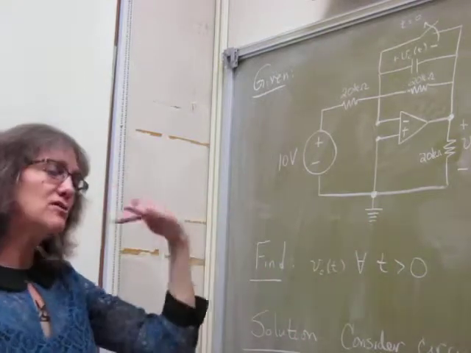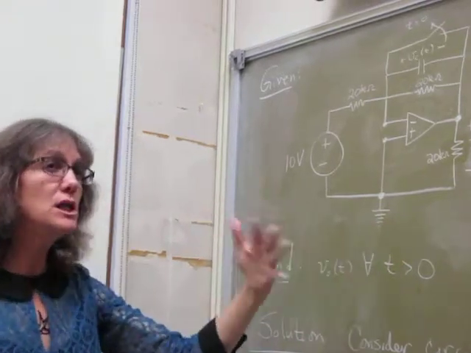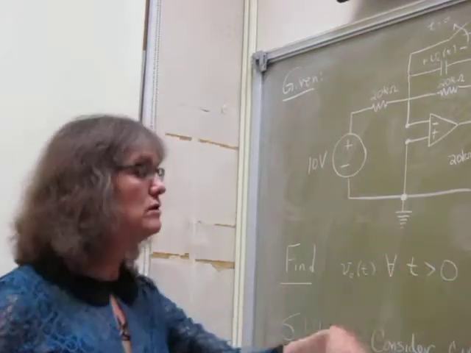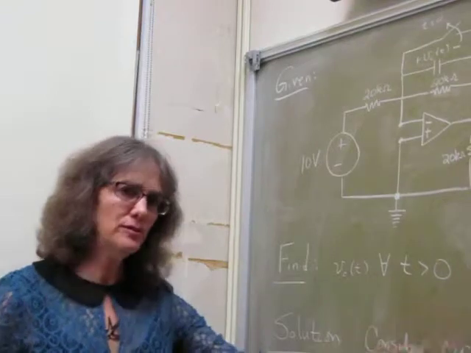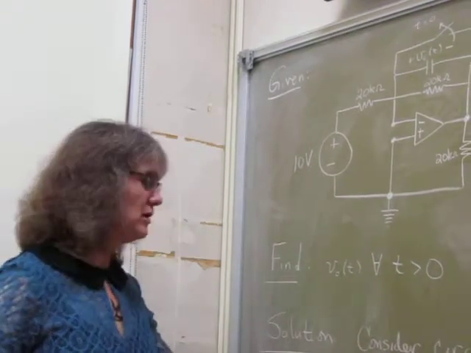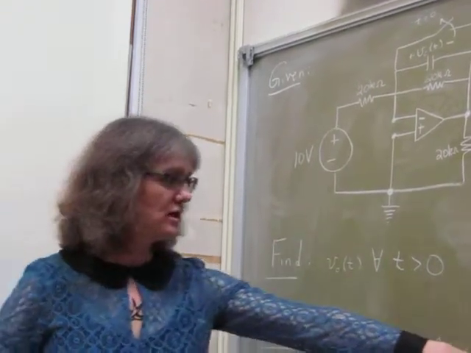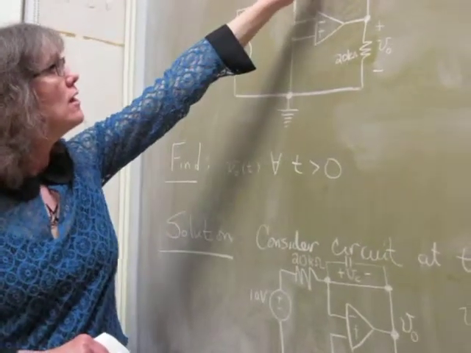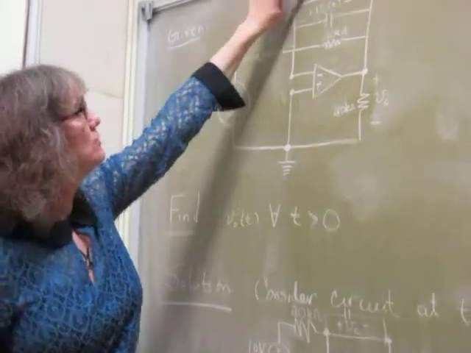Before I do that though, because I know in that formula I'm going to need the initial voltage across the capacitor at t equals 0, I'm going to do a little bit of work before the Thevenin equivalent. I'm going to consider the circuit at t less than 0. Okay, so before this switch opens, see how the switch is?